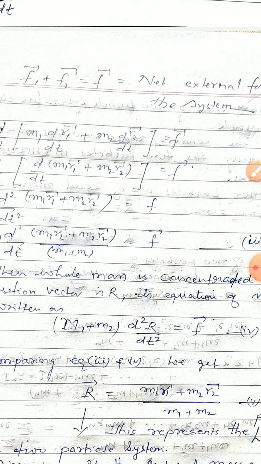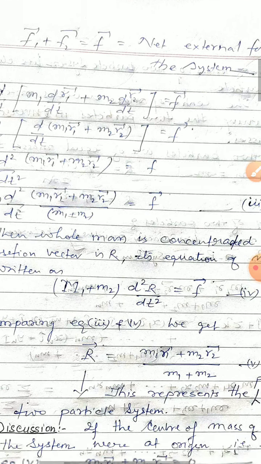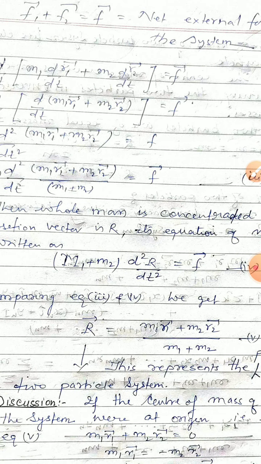Now comparing equation 3 and 4, we will get R is equal to m1 r1 plus m2 r2 by m1 plus m2. So this gives you the position vector of the center of mass, an expression for the position vector of center of mass of a two particle system. Following the same pattern, we can write the position vector of center of mass of a system consisting of n particles.